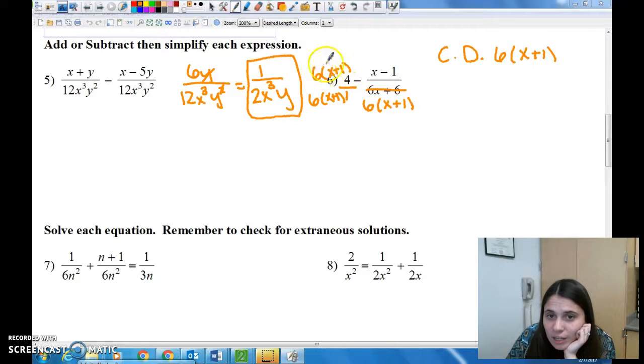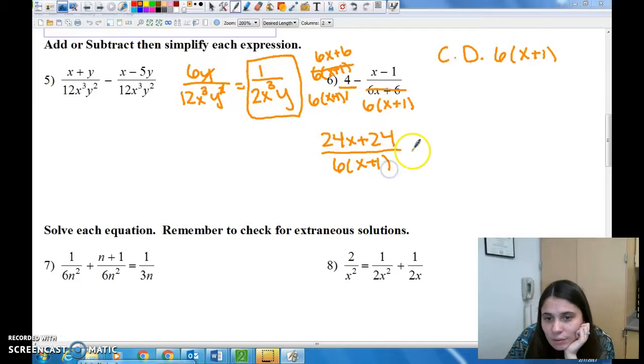So I'm going to go ahead and multiply these first back together. So this is 6x plus 6. I'm going to multiply that by 4. So 6x times 4 is 24x. 6 times 4 is 24 over 6 times x plus 1 minus x minus 1 over 6 times x plus 1 again.